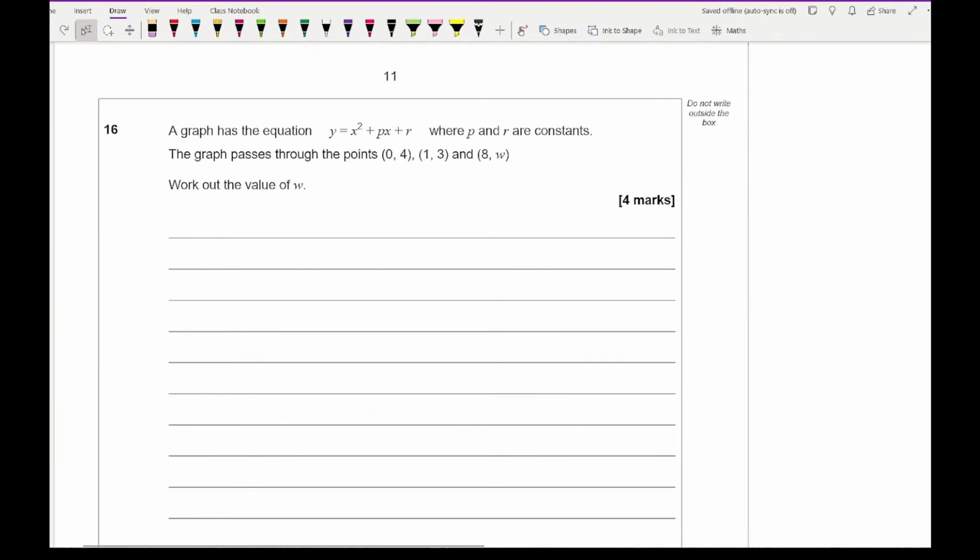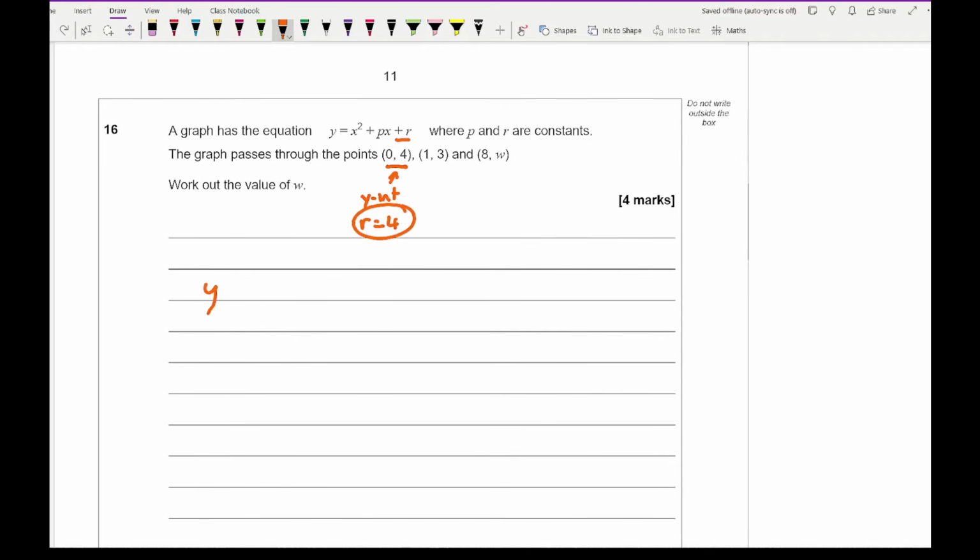Moving on to question 16, it says the graph has the equation of y equals x squared plus px plus r, where p and r are constants. The graph passes through the points (0, 4), (1, 3) and (8, w). Work out the value of w. So for this, one thing you may have spotted in the coordinates is that this represents the y-intercept. Now the y-intercept in the equation is r, so that means that r equals 4.